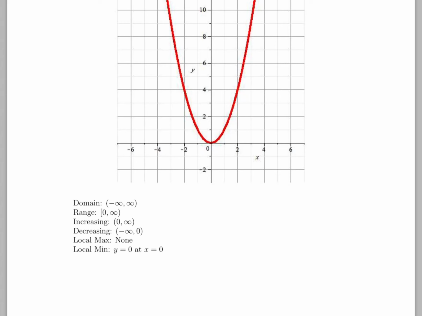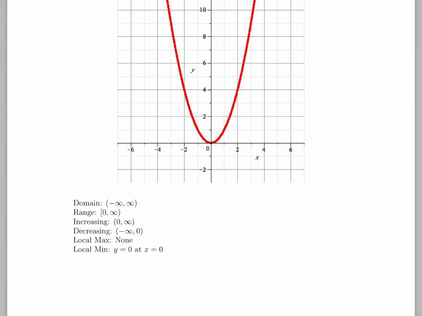The range, we said, was from 0, including 0, all the way up to infinity, because whenever I square any x value, my resulting function value is always going to be a positive number, and the lowest number that I can get is 0, and that is found when I square 0.